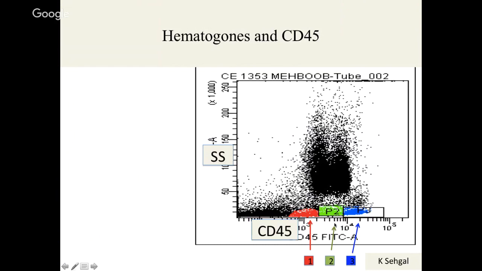Actually, even this stage 2 and stage 1 both may resemble blasts on morphology and even on immunophenotyping. If you do not do a panel of markers, you might call it blast. And they are important in cases of B-cell ALL which have come to you for MRD studies. MRD is minimal residual disease detection studies.